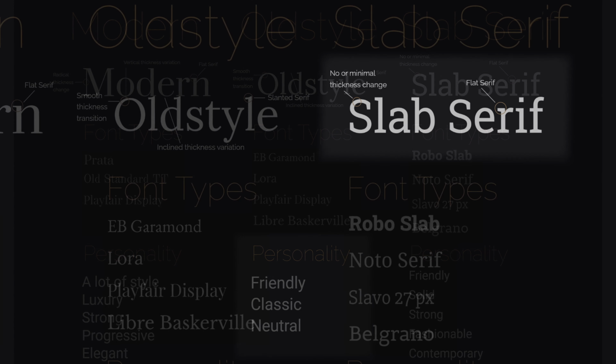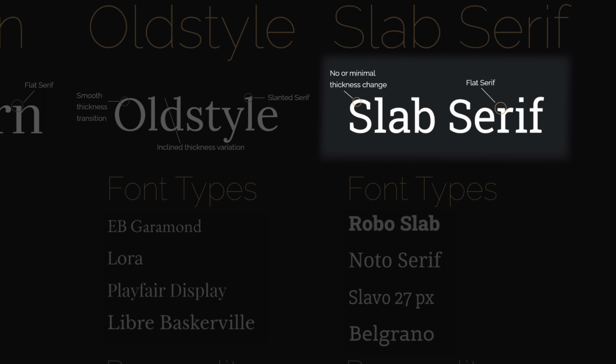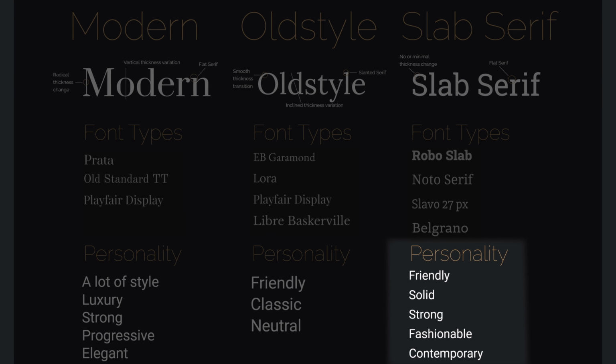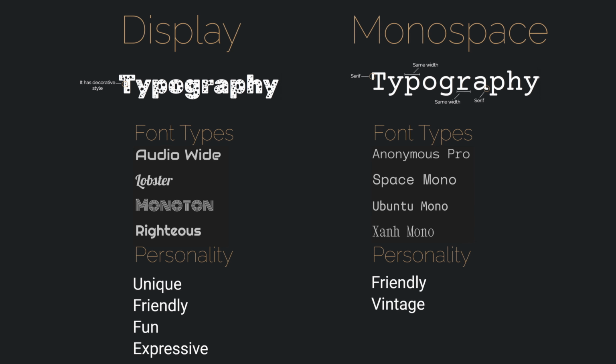And lastly, slab serif. Slab serif tends to be confused with modern, since its serif is flat, but so that you can differentiate it, pay attention to the changes in thickness. They are very minimal and sometimes there are no changes in thickness. Anyways, with this image you will be able to differentiate all of them pretty well. And slab serif has a friendly, solid, but strong personality. It's fashionable and contemporary.